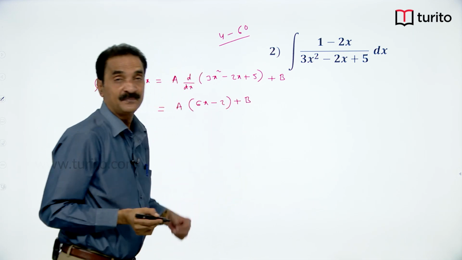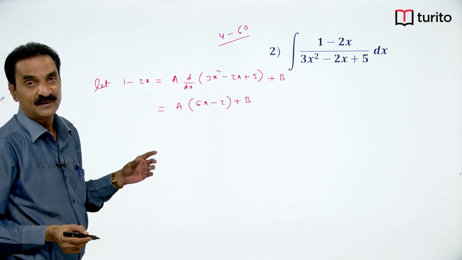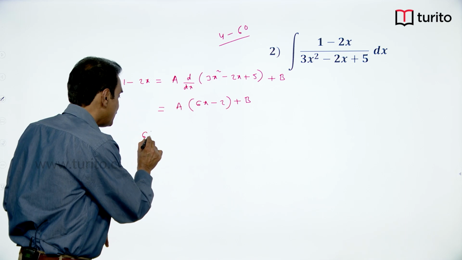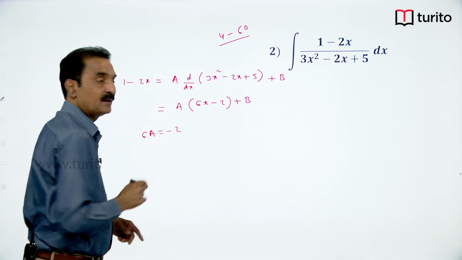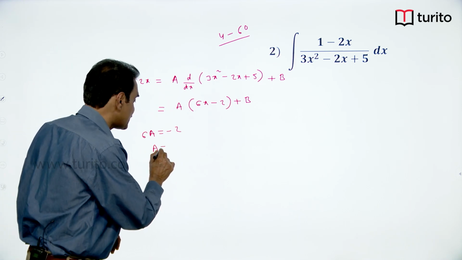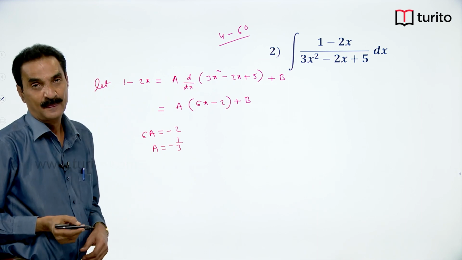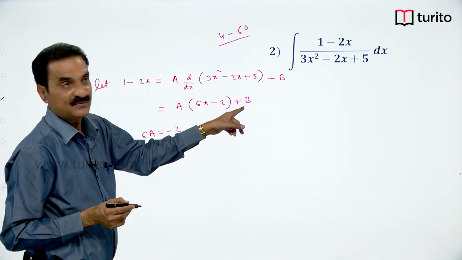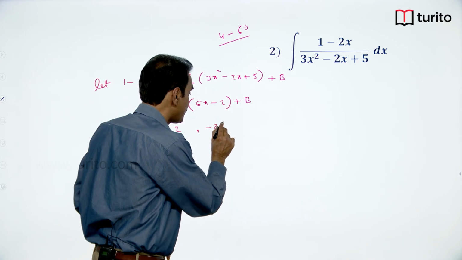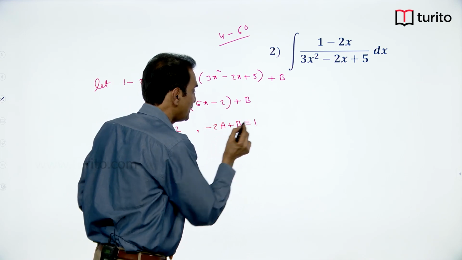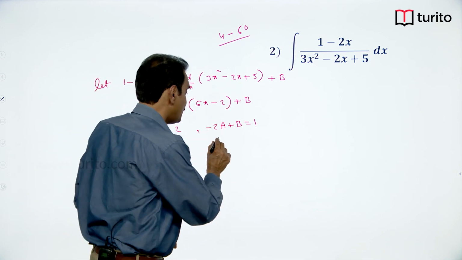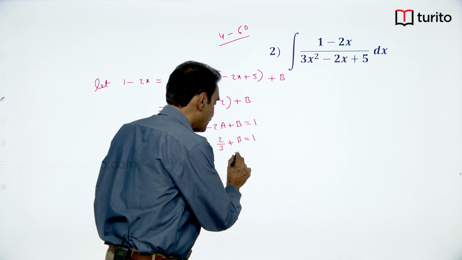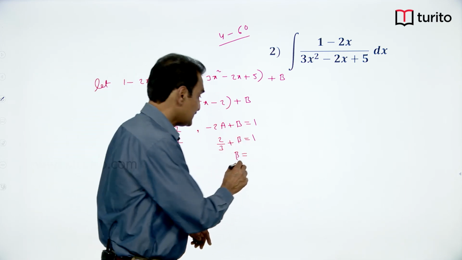Plus b. Now comparing the coefficients of x. What is the coefficient of x here? 6a. 6a will be equal to minus 2. So a is equal to minus 2 by 6, it is minus 1 by 3. Now comparing the constants, minus 2a plus b should be equal to 1. Then substituting a here, 2 by 3 plus b is equal to 1, then b will be 1 minus 2 by 3, it is minus 1 by 3.